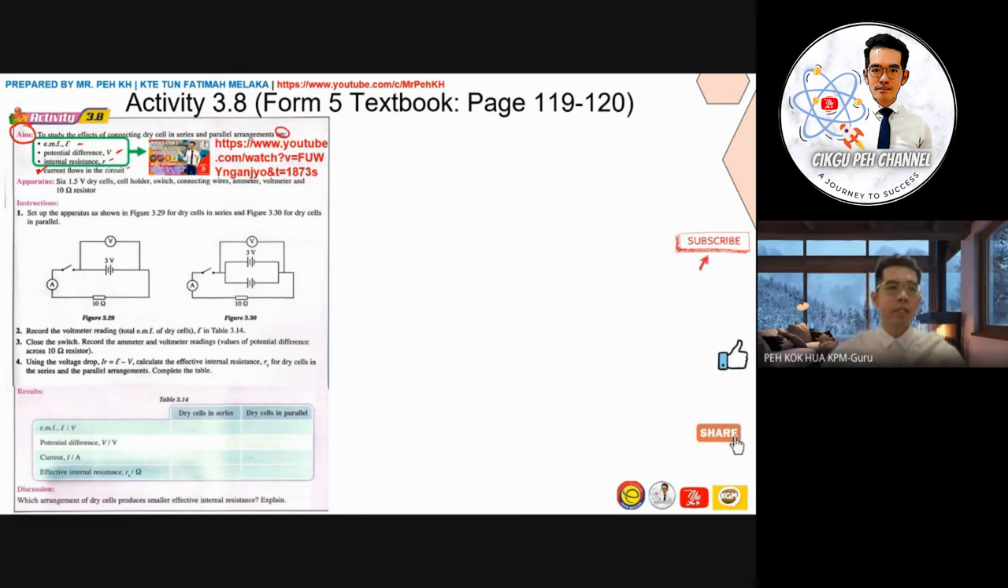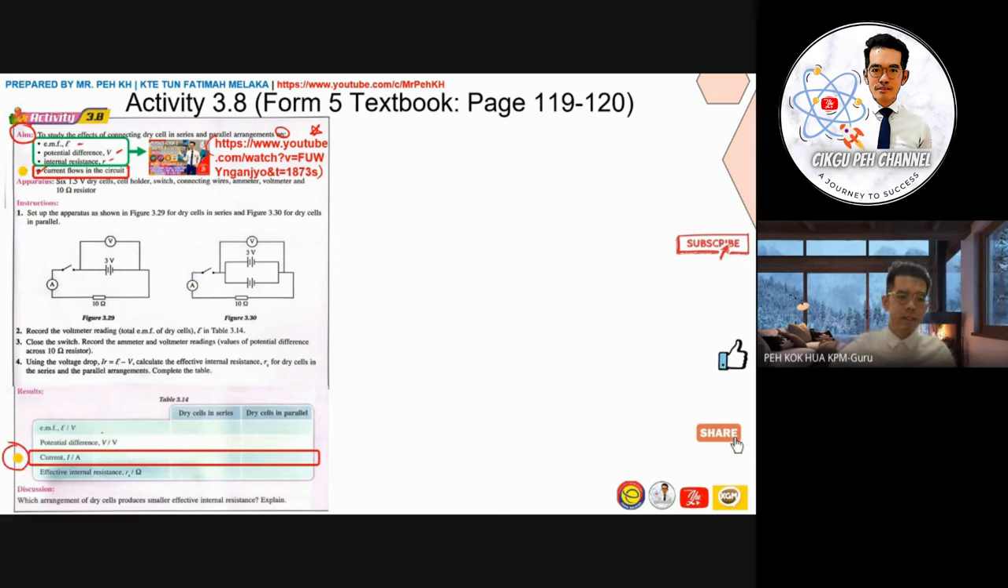Okay, so the first three, E.M.F, potential difference, and internal resistance, I'm not going to discuss with you. You may refer to my previous video, with this link, to get more information regarding that experiment. In this experiment, I will be discussing the effect of connecting dry cells in series and parallel arrangement on the current flow in the circuits. So basically, we will get this data.